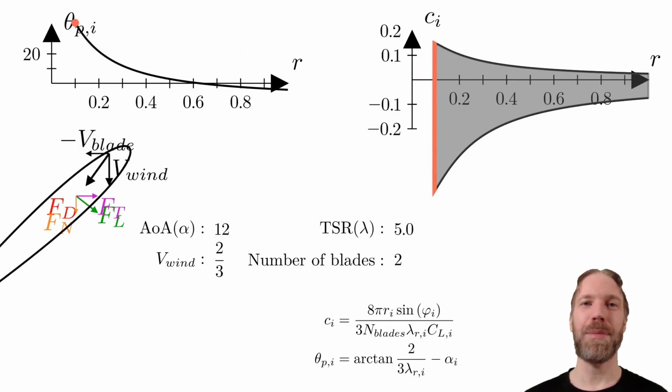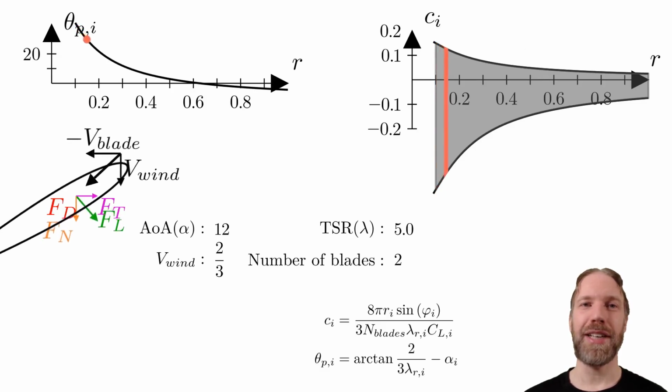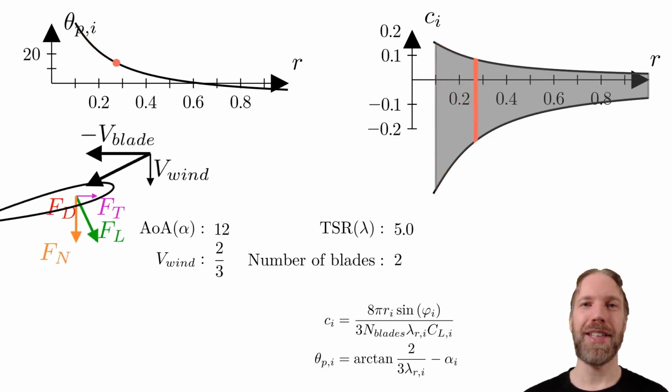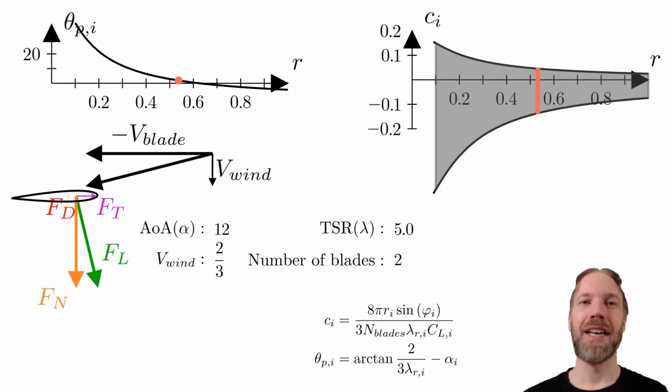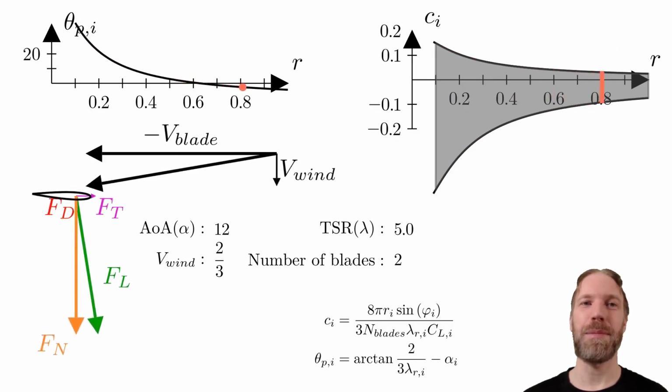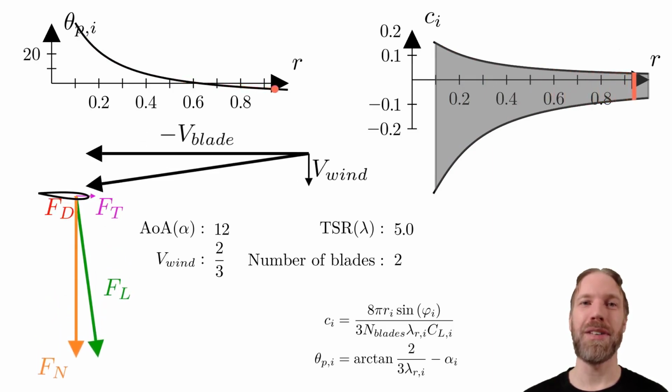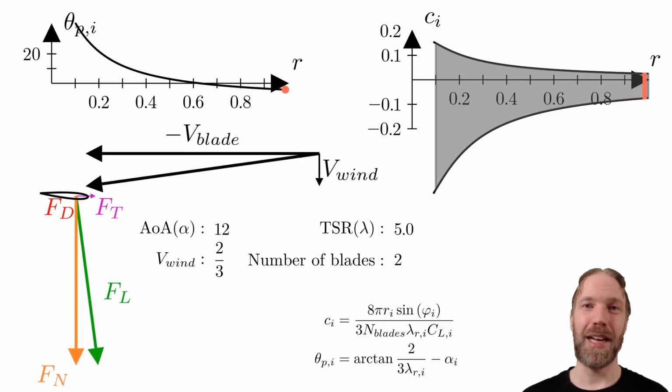As the area of the segment is 2 pi r delta r, and hence increases linearly with the radius, the normal force increases linearly as well. The constant tangential force is explained as the torque that generates the power, and torque is radius times tangential force. Hence the torque increases linearly as well.